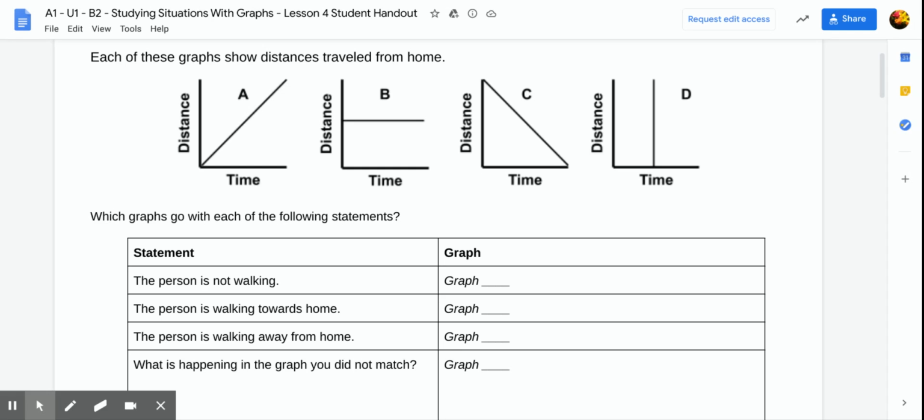Which graphs go with the following statements? The person is not walking. The person is walking towards home. The person is walking away from home. What is happening in the graph you did not match?